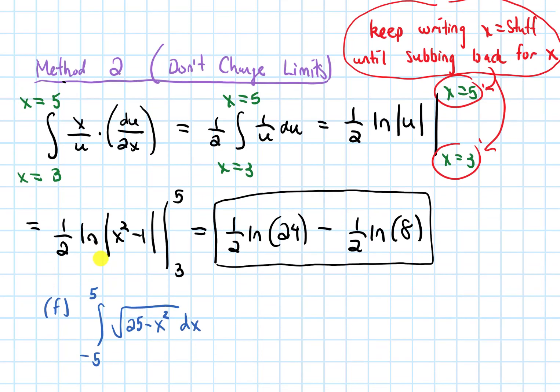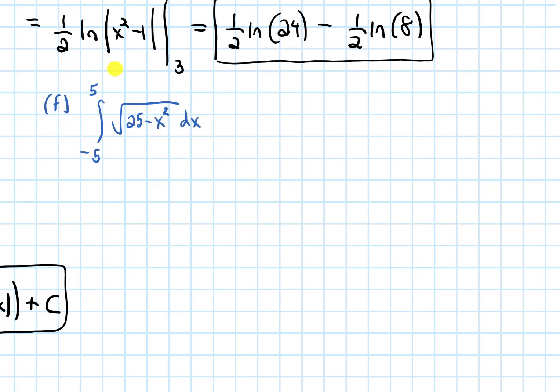Alrighty, let's do part F. So in F, we have the integral from -5 to +5 of the square root of 25 minus x squared. For this question, I'd encourage you to try it if you haven't yet. But U-sub, again, definitely pause it if you haven't tried it. Give yourself a minute, 2 minutes to try it if you haven't. That's going to be important for this one.